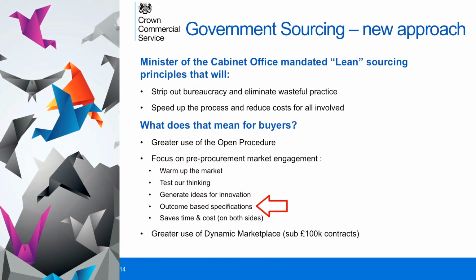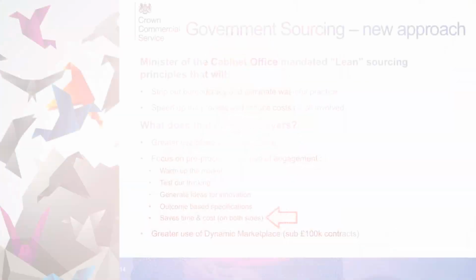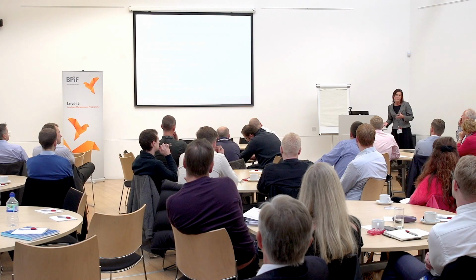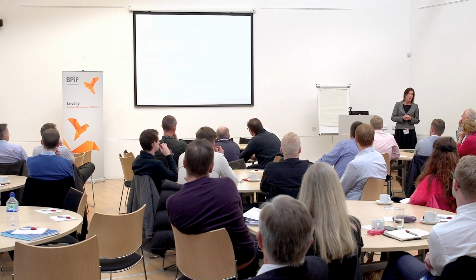A really important one is outcome-based specifications. So actually saying what we want, where we want to be and what we want to achieve, not necessarily saying how we want you to do it, obviously saving time and cost. You'll also start to see more use of dynamic marketplace, so kind of an Amazon type activity, where for sub-OJEU, which is roughly about £100,000 contracts, we don't need to go through this very convoluted tender process. We can do different things by using more dynamic marketplace.